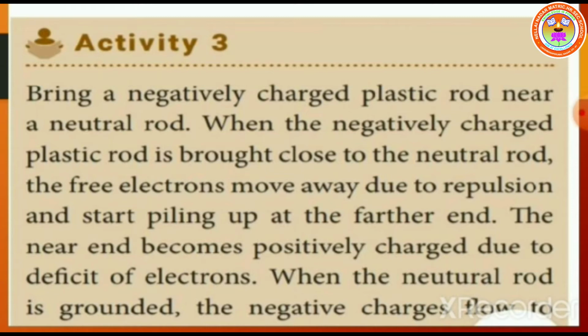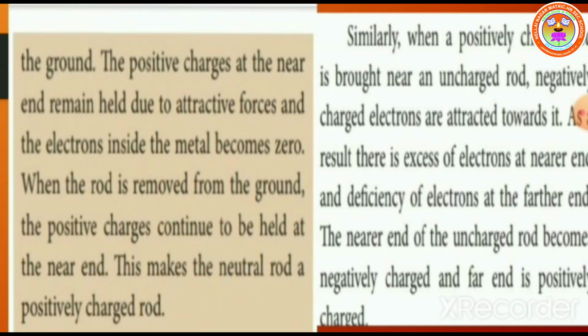When the neutral rod is grounded, the negative charges flow to the ground. The negative charges always flow to the ground. The positive charges at the near end remain held due to attractive forces, and the excess electrons inside the metal become zero. Suppose the rod is removed from the ground, the positive charges continue to be held at the near end. This makes the neutral rod a positively charged rod.